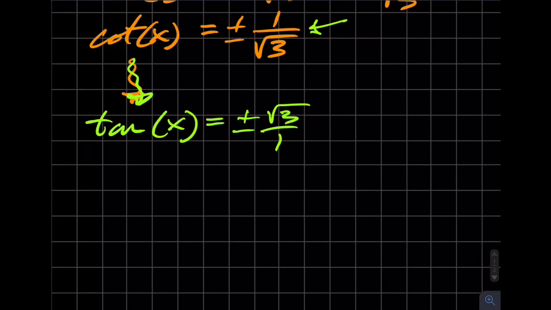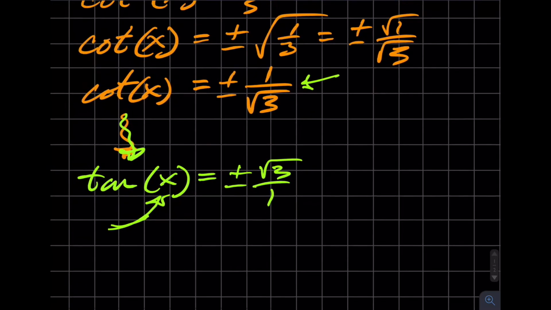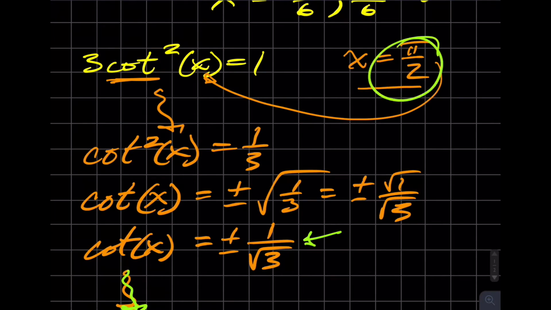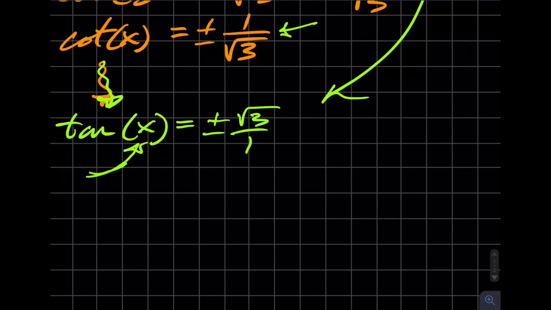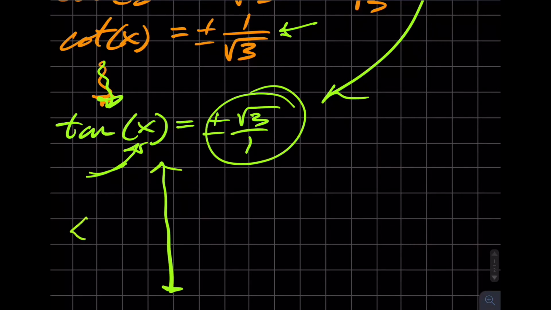So the question is, if I put pi over 2 in for x, will I get square root of 3 over 1, or just square root of 3, either positive or negative? Well, we could stick it in our calculator if we wanted to, but hopefully we're thinking, well, this is pi over 2. That's the angle pi over 2, and the coordinates for that on our unit circle are 0, 1.